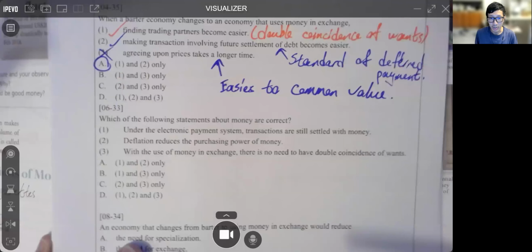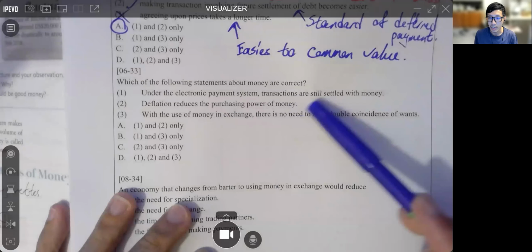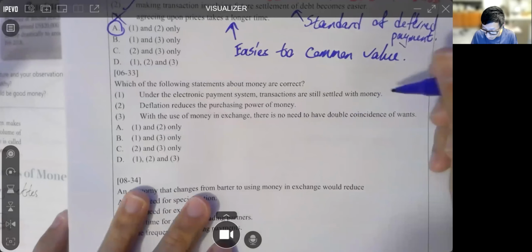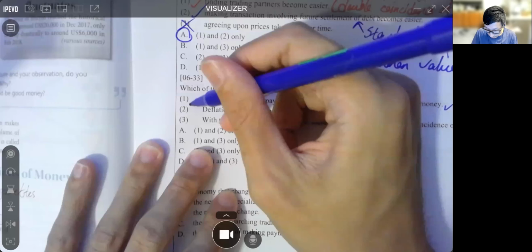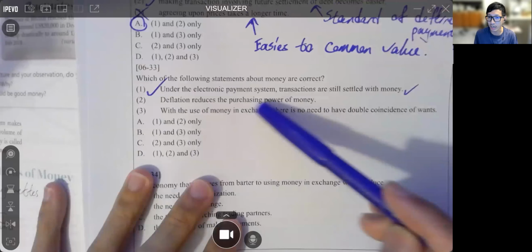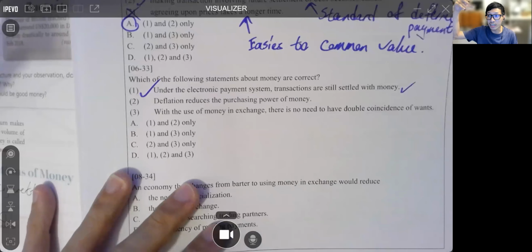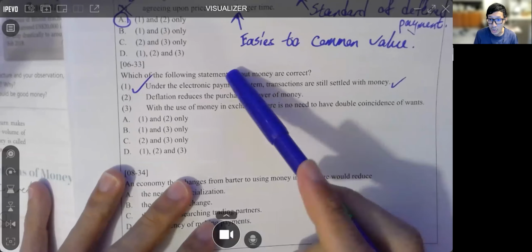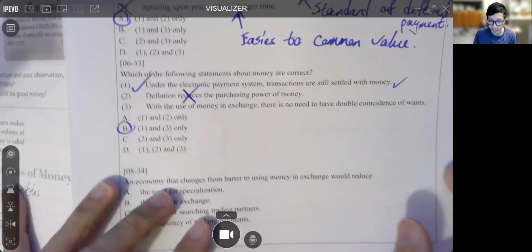好了，再第三條啦。Which of the following statements about money are correct? Okay, under electronic payment system, transactions are still settled with money. Of course, 唔俾錢俾啲咩啊？俾空氣啊？Okay, 好吧。Deflation reduces... 唔係喎，應該加價先係 reduce 個 purchasing power 嘛？減價, when things are dropping in price, right? Your purchasing power of money should have increased. So answer one and three.